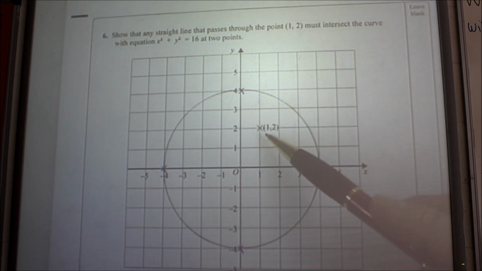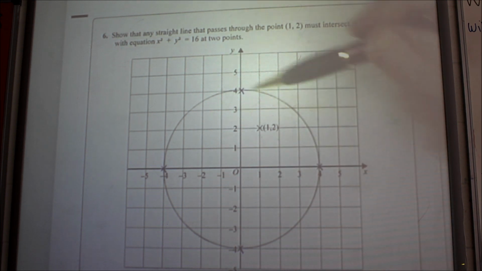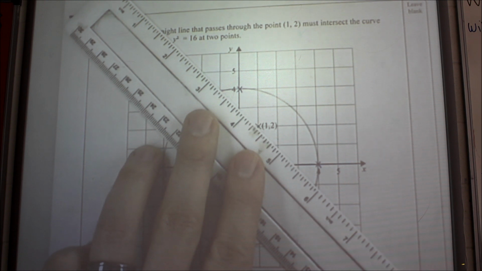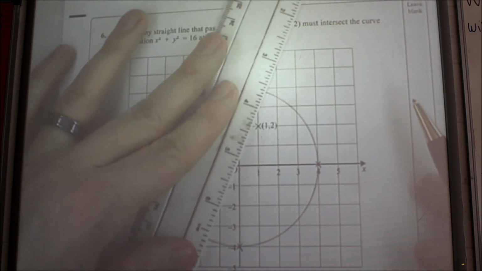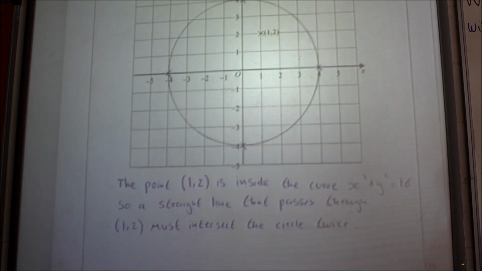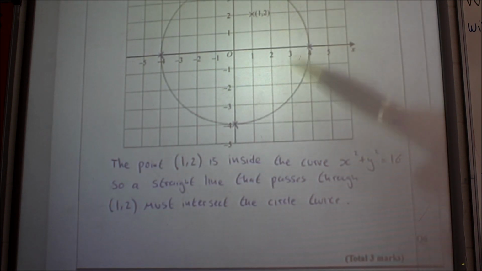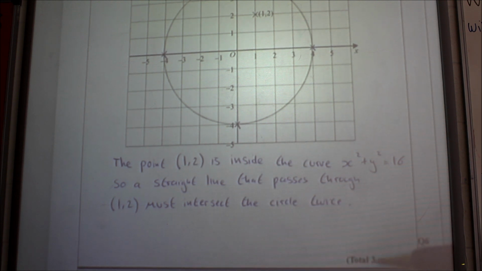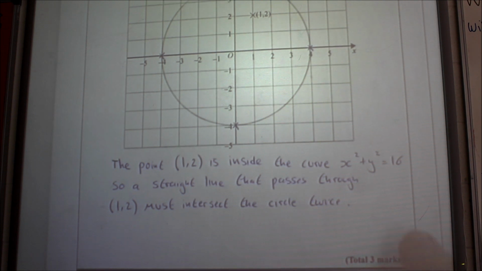Show that any straight line that passes through this point must intersect the curve at 2 points. Well, any way you draw a straight line that goes through that point there, it's got to go in and out of the curve. So it doesn't matter where you draw it, it'll always intersect the curve at 2 points. I've written here the point 1, 2, which is there, is inside the curve x squared add y squared equals 16. So a straight line that passes through 1, 2 must intersect the curve twice because it goes in and out of the circle, effectively. And there's your past questions on quadratic graphs.